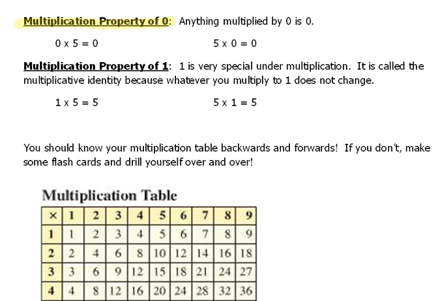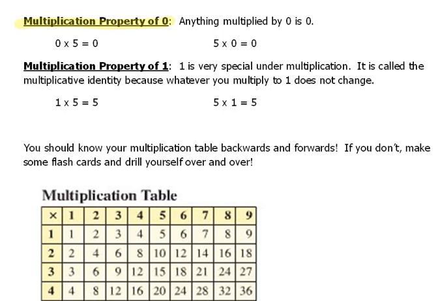Multiplication property of 0. And that says that whatever you multiply by 0, it doesn't matter what it is, the answer will always be 0. That's just a little interesting side note to 0 and multiplication.